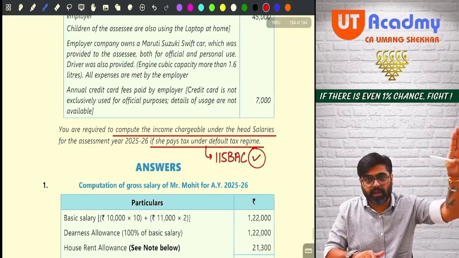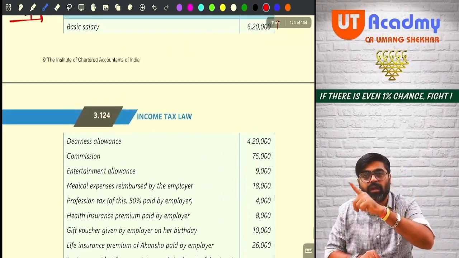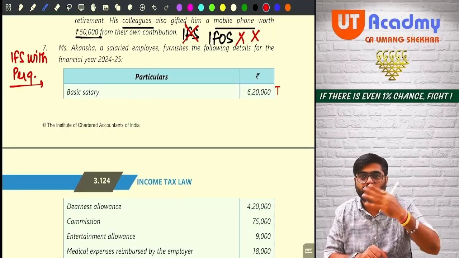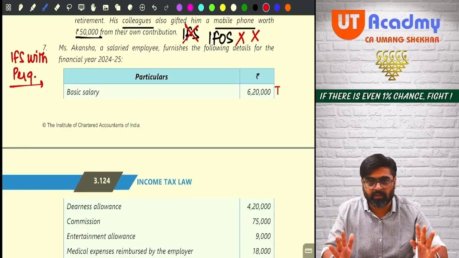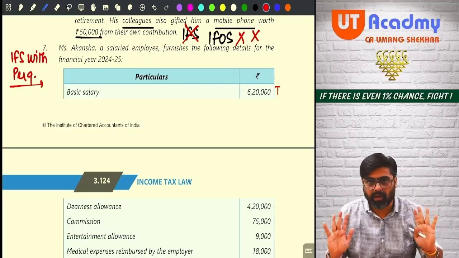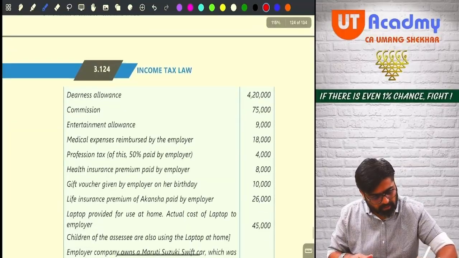So under the default tax regime, she is calculating her salary income. So salary income, basic salary will be taxable, no? Whether 115BAC is followed or not followed will not make any difference. Wherever the difference will come, that time we are supposed to be alert. Okay. Basic salary, T for taxable. Dearness allowance, T for taxable.